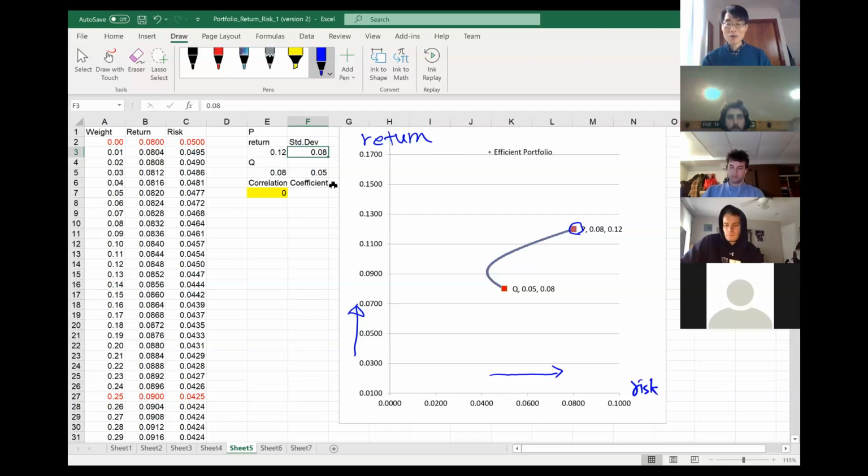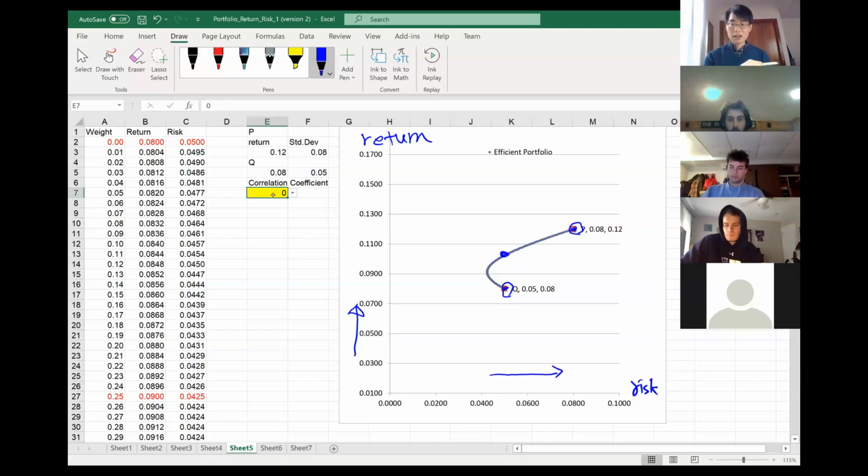So now what I'm trying to show you is this is the correlation coefficient, right? And all these dots that connect P and Q are the rate of return and risk combinations of a portfolio, right? So when you put all of your money in asset P, you'll be here. When you put all of your money in asset Q, you will be here. If you put half of your money in asset P and half in asset Q, you'll be around here.